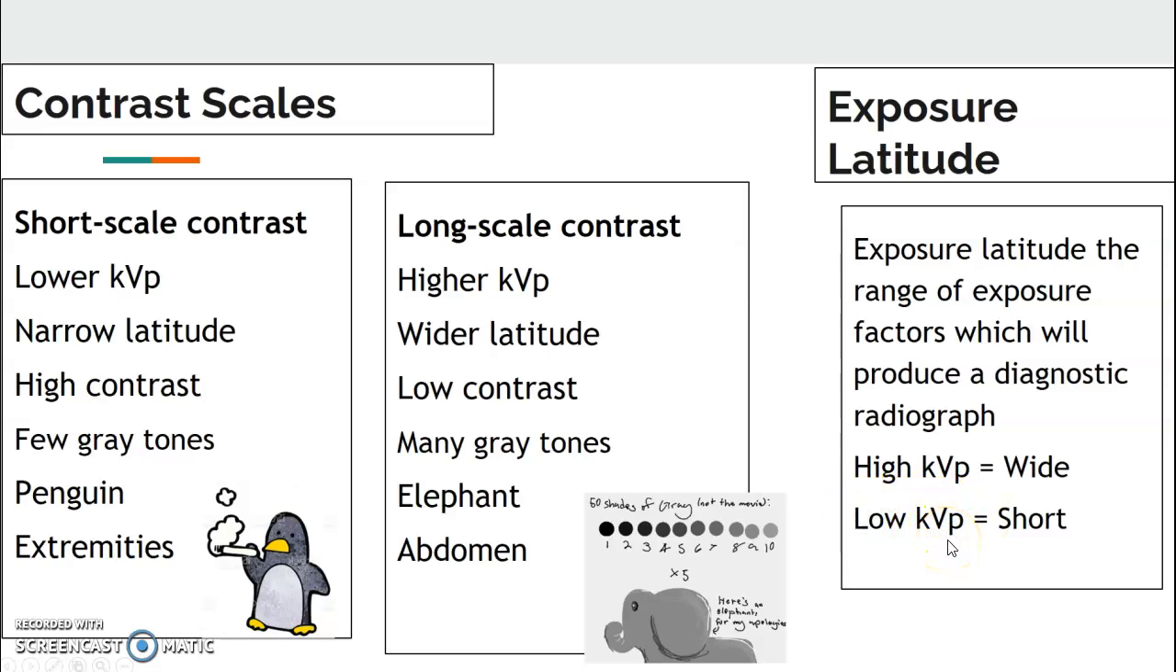So if you're doing, say, a hand x-ray that normally uses a low kVp and it's a short scale of contrast, if your kVp or mAs are off, even by a little bit, you're going to have an effect on your exposure index and you might not get a great image. Your chest x-ray, which uses high kVp, you could be off by that kVp by more of a significant amount and still get an acceptable radiograph.